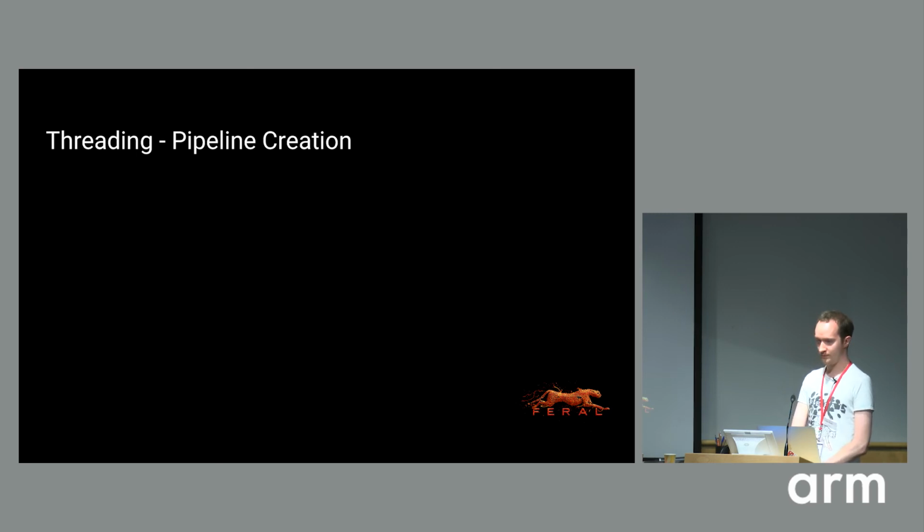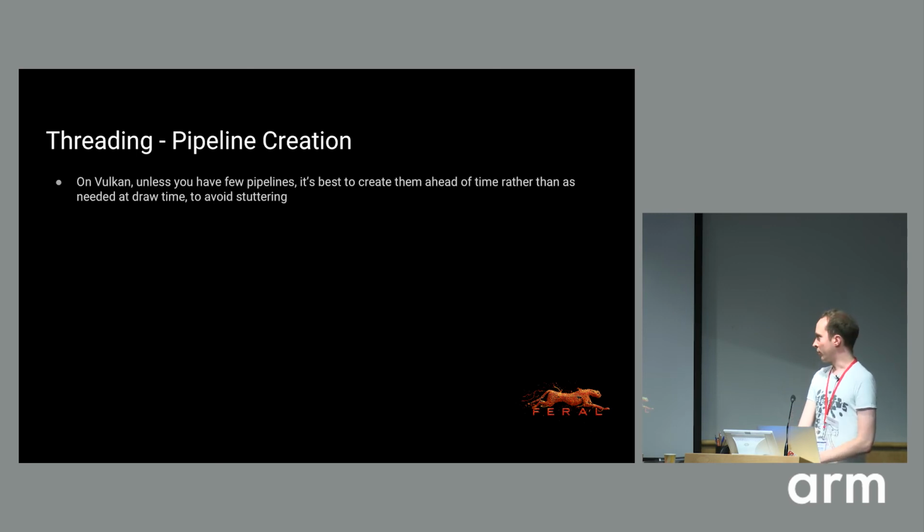First thing, pipeline creation. On Vulkan, unless you have very few pipeline states, it's generally best to create these ahead of time rather than doing it as needed at draw time based on current state. If you do this, pipeline creation can take a long time, because it's got to compile the shaders. And if you do this at draw time, you can cause quite a bit of stuttering, particularly if you have a lot of shader variants and pipeline states. And the API lets you create pipelines on multiple threads simultaneously.